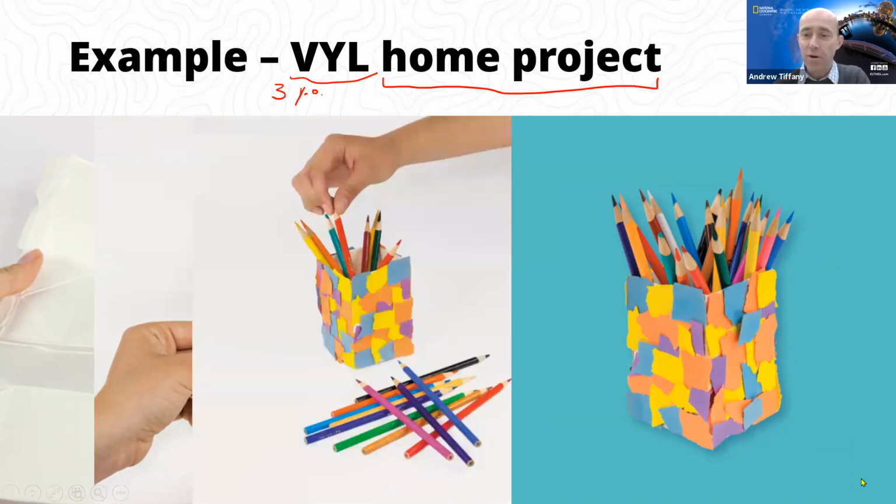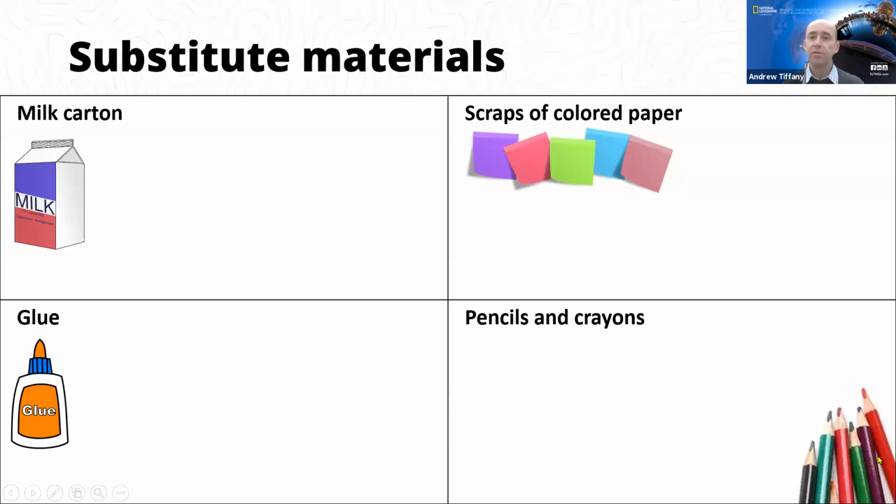And eventually we get the product, right? So the thing with this, there's not many materials, but let's think about what materials we can substitute. So here, the 4 basic materials are milk carton, glue, scraps of paper, and you can see I've got colored post-it notes here as my example, and pencils and crayons, which is just to put in at the end, right? Or maybe you're going to try and get them to color as well. So let's see, what substitutes can we have for some of these things? So let's start quickly. Let's do milk carton.